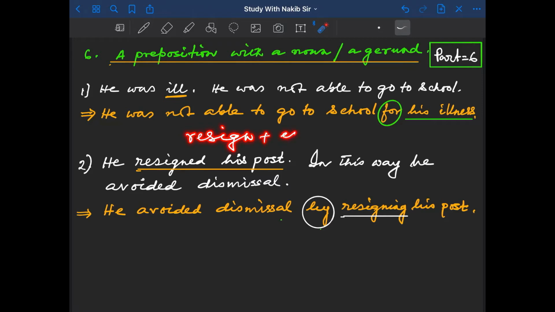Resign plus ing. It will be resigning. Now it is a present participle, the ing form of the verb. So when this ing form of the verb is used with a preposition, as a noun, it will become a gerund. So it is now a gerundial phrase, resigning his post, with a preposition by. He avoided dismissal by resigning his post. Preposition plus a gerund. He avoided dismissal by resigning his post. Okay, this is your combined sentence.